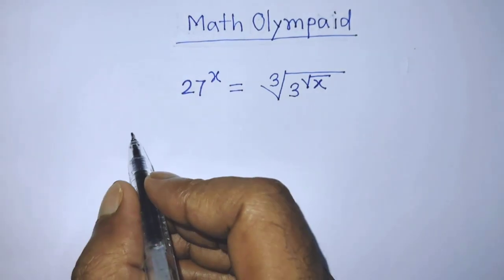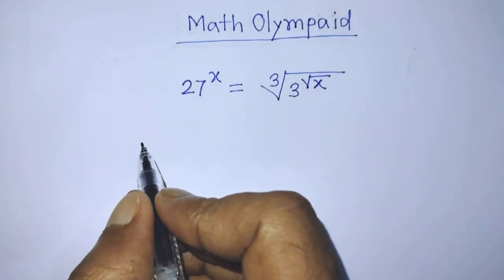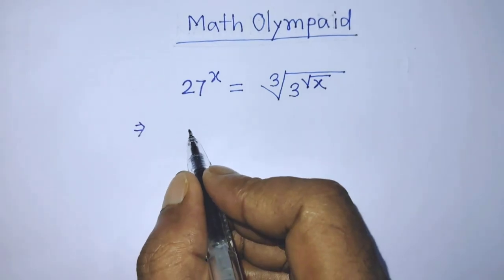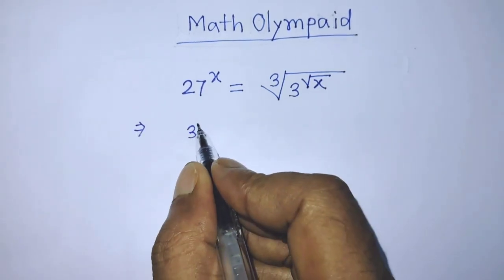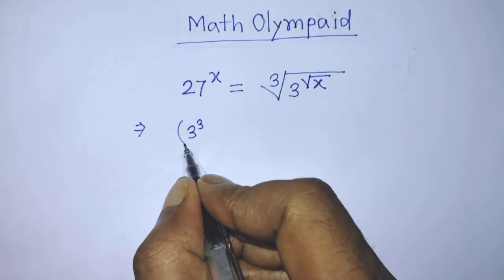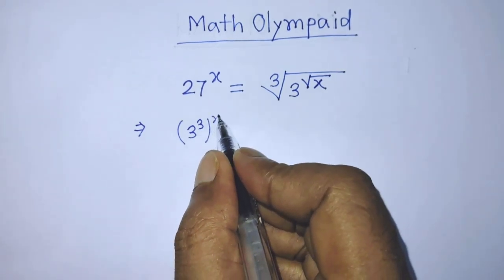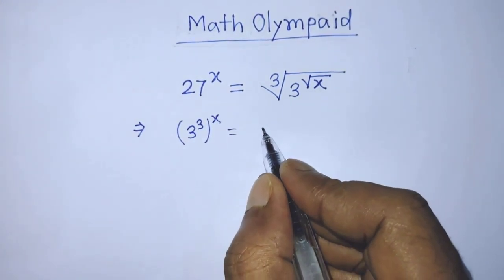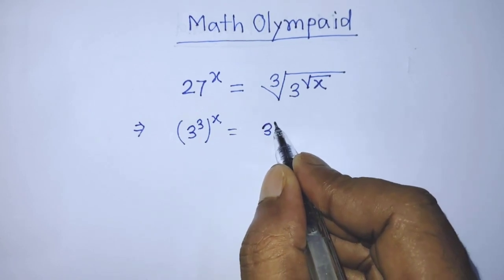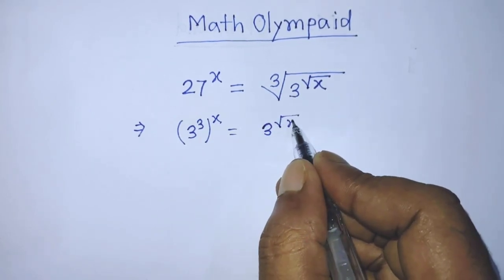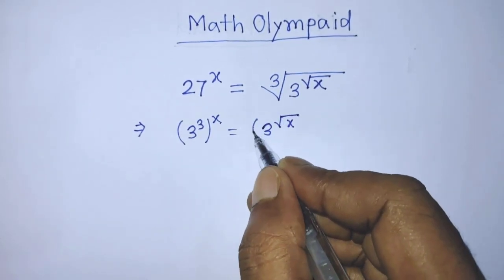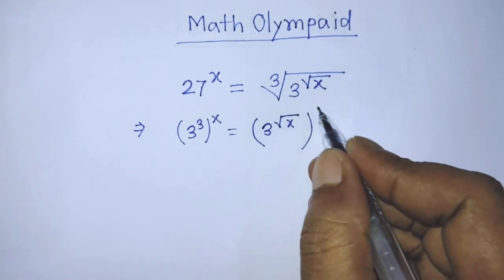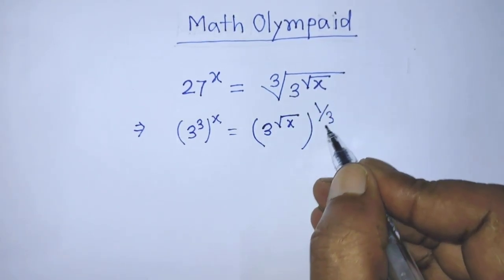So guys, in the first step of the solution, it will be 3 to the power 3, whole to the power x, is equal to 3 to the power square root of x, whole to the power 1 over 3.